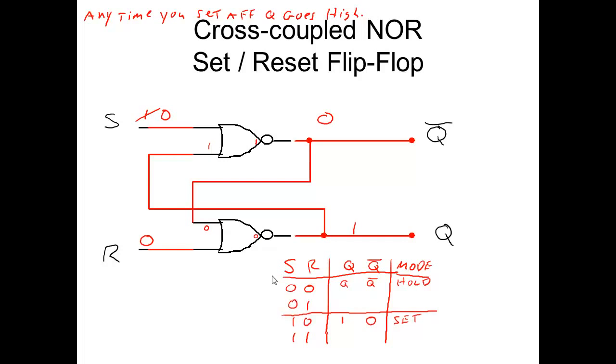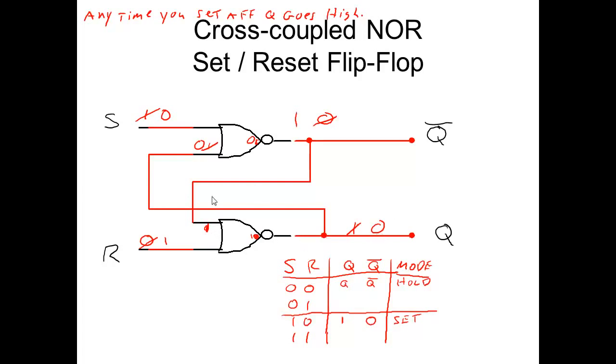Next, let's say we reset this flip-flop. To reset it, we're going to put a high here, so a high and a 0 now. Instead of a 0 here, we've got a 1, which inverts to a 0. That 0 is getting fed back here. 0 ORed with 0 is 0, which is now a 1. That 1's getting fed back here.